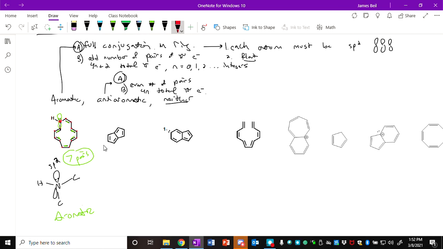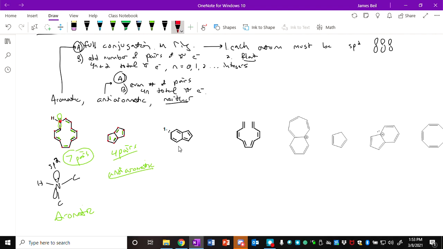Let's take a look at this one here. So here, every carbon is sp2. There's no way to avoid that because they're all part of pi bonds. And I've got 1, 2, 3, 4 pairs. There's no way to make an odd number of pairs. So if I have an even number of pairs in a fully conjugated system, that's anti-aromatic. So that's not going to be a stable situation.